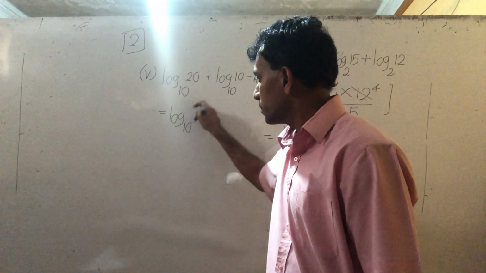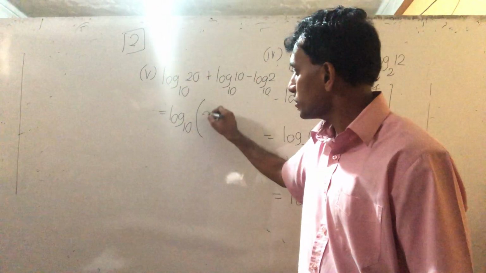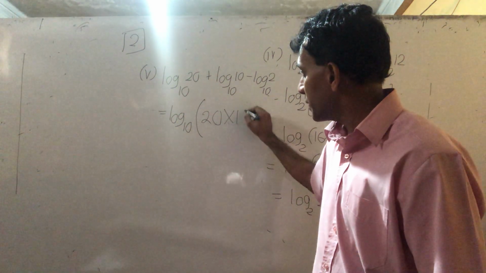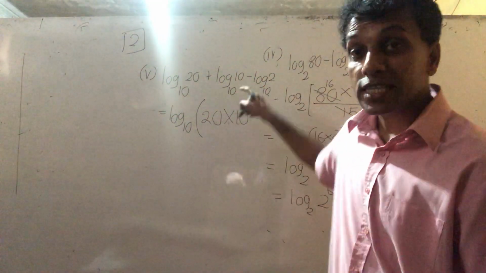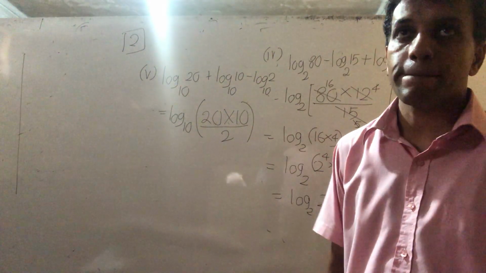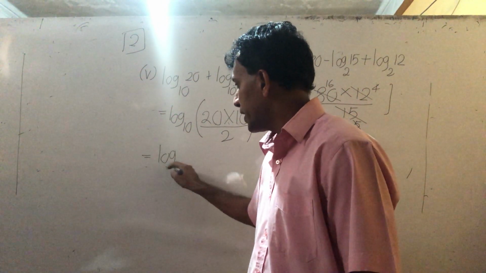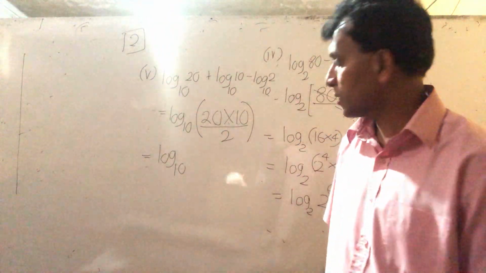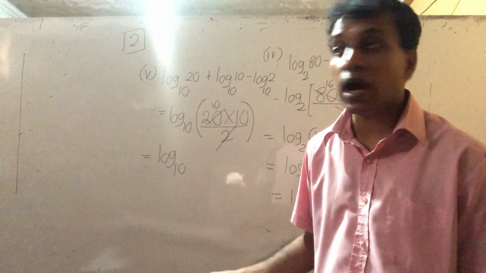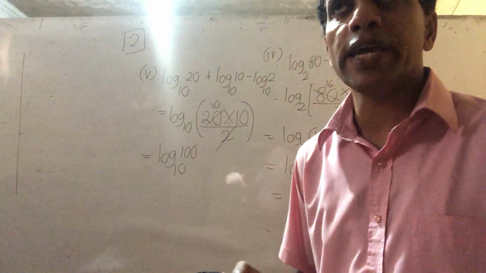Log base 10. Take the base 10 out. 20, plus is multiply 10, minus means divide below 2. So therefore logarithm base 10, cut the 2 here, 10 times 10 times 10, 100. Logarithm 100 to the base 10.